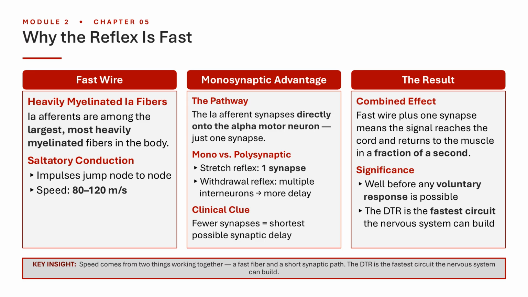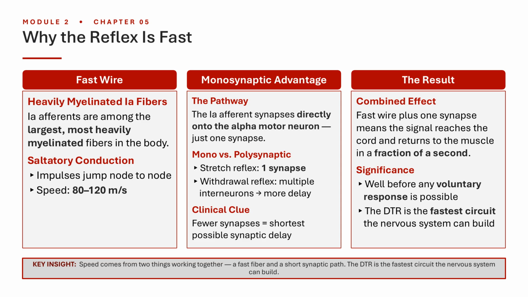Why is the DTR so fast? Two factors working together. First, the wire. Ia afferent fibers are among the largest, most heavily myelinated nerve fibers in the body. Their myelin sheaths are thick and the nodes of Ranvier are widely spaced. Conduction occurs by saltatory transmission. The action potential jumps from node to node, skipping the myelinated internodal segments. The result: conduction velocities of 80 to 120 meters per second.